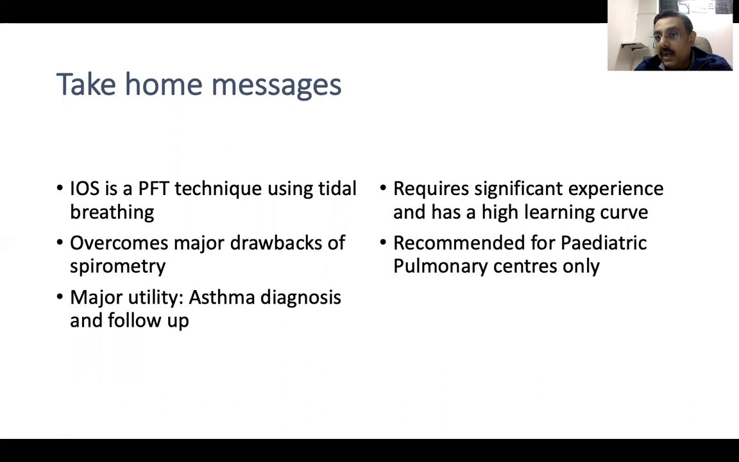And what I would say is that it should at the moment be left for people who are doing pulmonology practice, and it is going to be helpful for those centers. Most people who are interested in respiratory practice should consider spirometry as the standard test as of now.